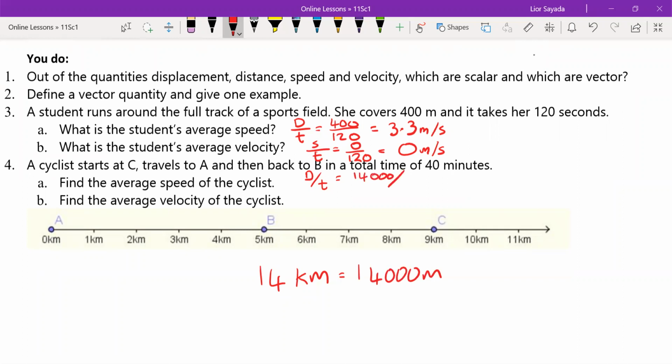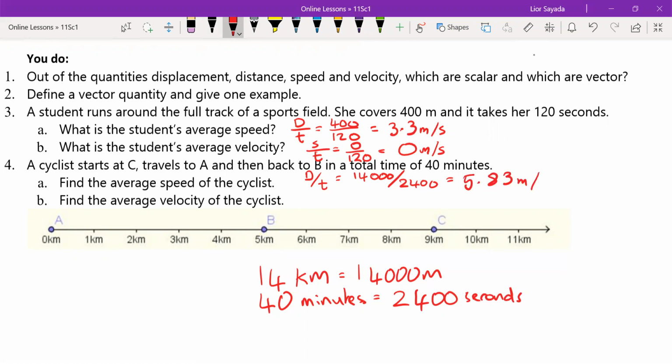The time in the question is 40 minutes. What units do we need to turn that into? Say your answer to the video. We need to turn it into seconds. How do you turn minutes into seconds? You times by 60. 40 times 60 is 2,400 seconds. And that's the units we have to use in the formula. So we do 14,000 divided by 2,400. And you can always use a calculator when you're doing physics. So the answer is 5.83 meters per second.